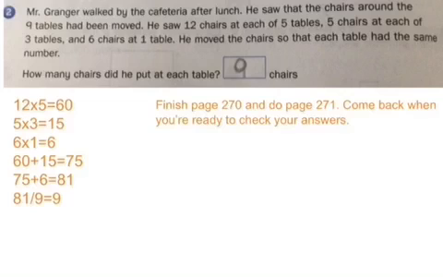So here's the answer for the problem we just did, problem 2. This is also in your math journal. And so our number models are 12 times 5 equals 60. We got the 12 from, he saw 12 chairs at each of the 5 tables. Then 5 times 3 equals 15. And the 5 is actually coming from the 5 chairs at each of the 3 tables. Then we did 6 times 1 for the 6 chairs at 1 table. That equals 6. Then since we got 60 from 12 times 5 and 15 from 5 times 3, we did 60 plus 15 equals 75. So then we did 75 plus 6 to get 81. Then we did 81 divided by 9, which equals 9. And that would be your answer.